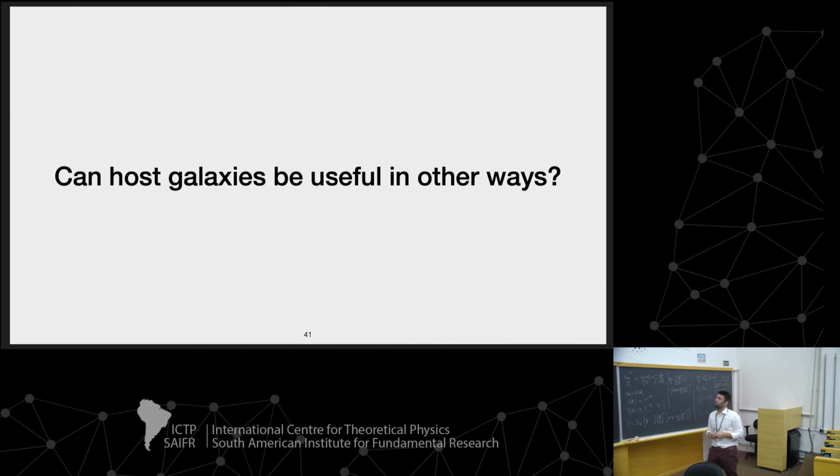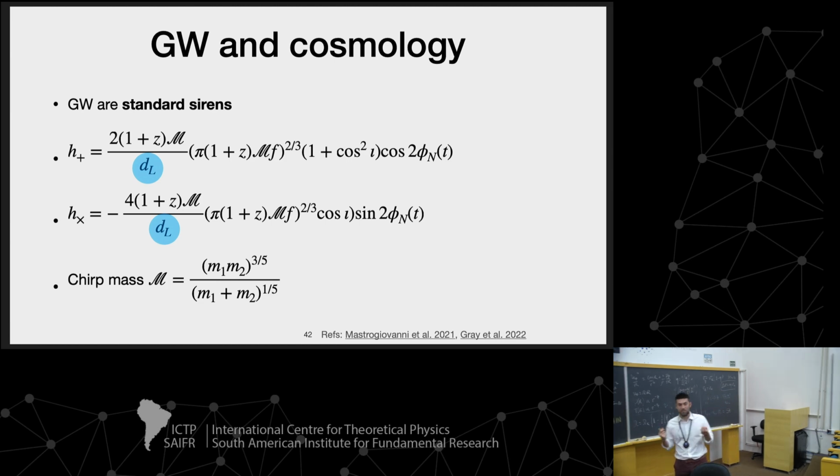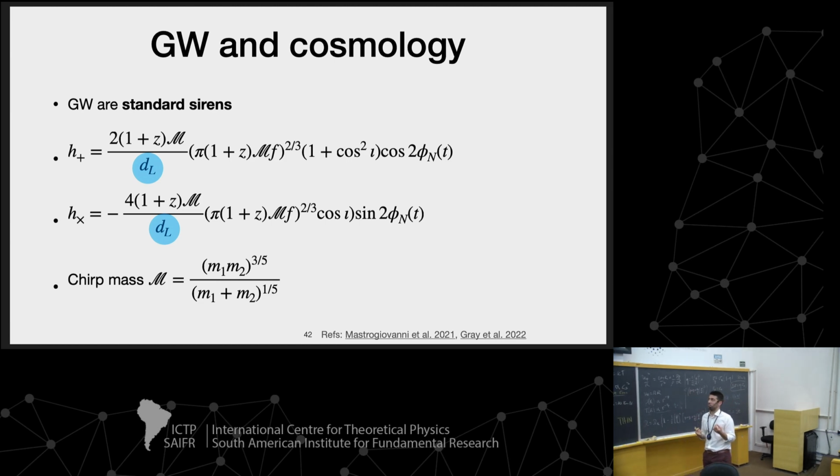Okay, can host galaxies be used in other ways, other than ranking or just modeling them? Of course, yes. Because gravitational waves are standard sirens. What does it mean? It means that the luminosity distance is encoded in the amplitude of a gravitational wave. And luminosity distance is a parameter that we can extract from gravitational waves. And this is very, very important and very unique also.